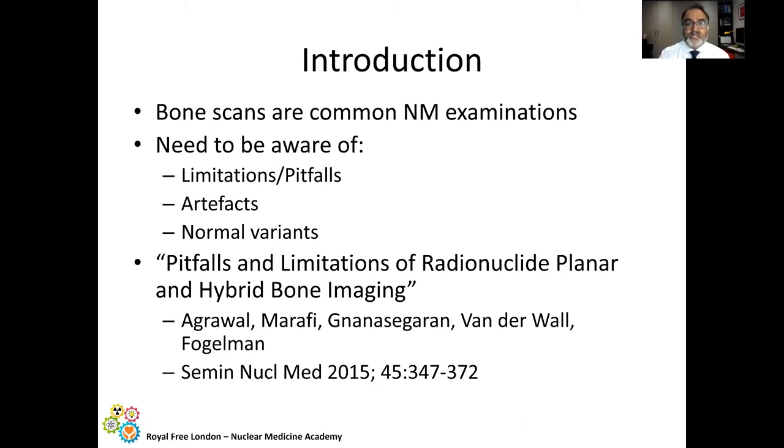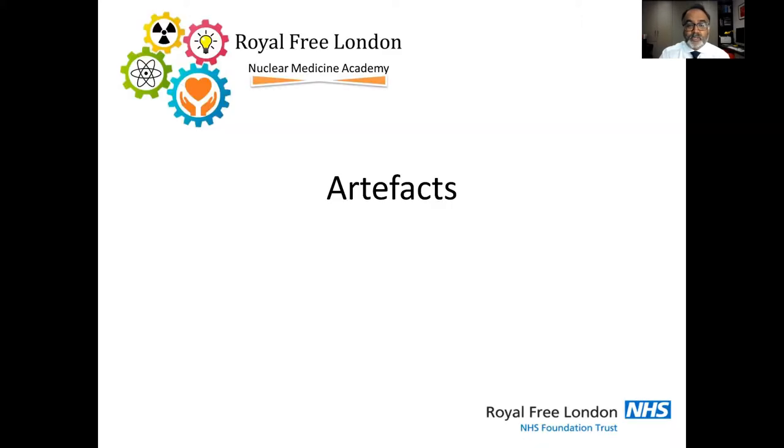Most of the examples I've taken here are from a paper called Pitfalls and Limitations of Radionuclide Planar and Hybrid Bone Imaging by Agrawal et al. in Seminars in Nuclear Medicine 2015. So let's start off by looking at some artifacts.